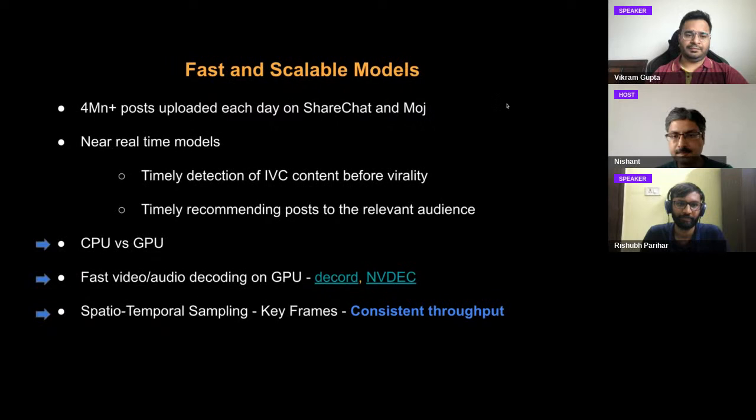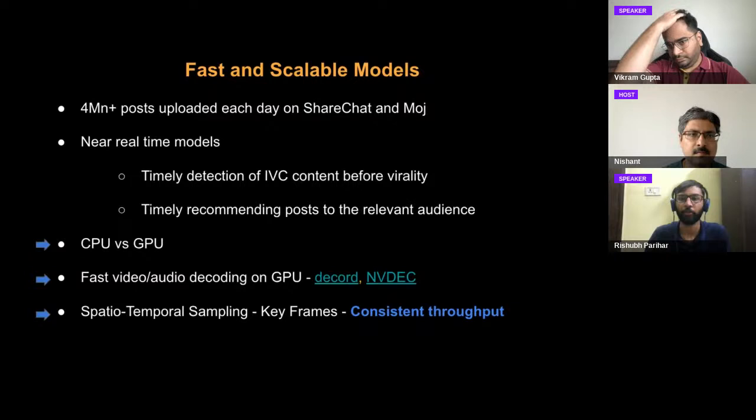Once we have developed these accurate models, now it's time to deploy them. Many things have to be kept in consideration. First, more than 4 million posts are uploaded each day on both ShareChat and Moj, so we have to process them in a timely fashion. For both problems that Vikram discussed earlier, IVC detection and the cold start problem: for IVC, we need to detect any IVC content as soon as it has been created and published on the platform. Otherwise, it can become viral and give a bad user experience. And for recommendation, once we have a new post, we want to recommend it as soon as possible.